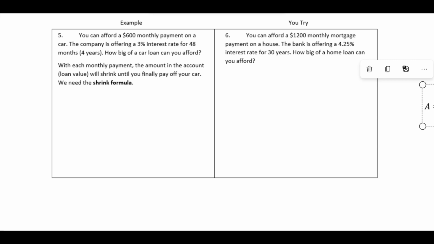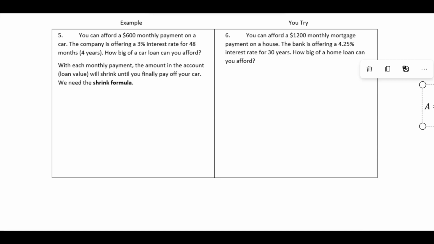All right, let's take a look at some loan formulas. So in this case, we have that you can afford a $600 monthly payment on a car. The fact that it says monthly payment already tells us what type of situation we're in. We're in one where we do monthly changes, in this case payments, and this will be a loan. A company is offering a 3% interest rate for 48 months. That's 4 years. How big of a car can you afford?